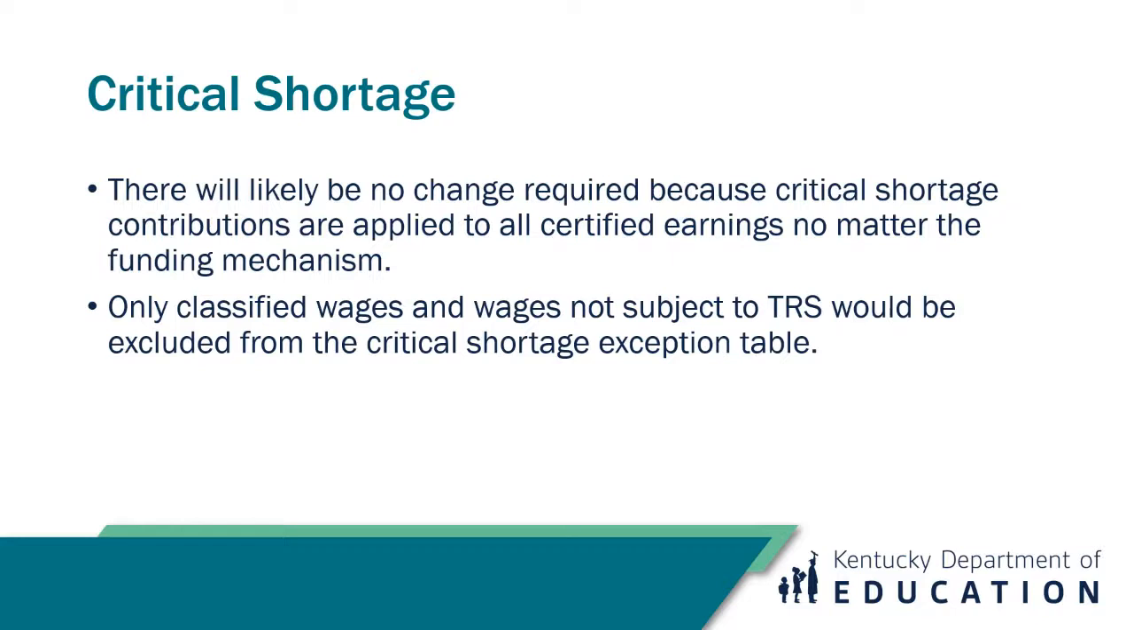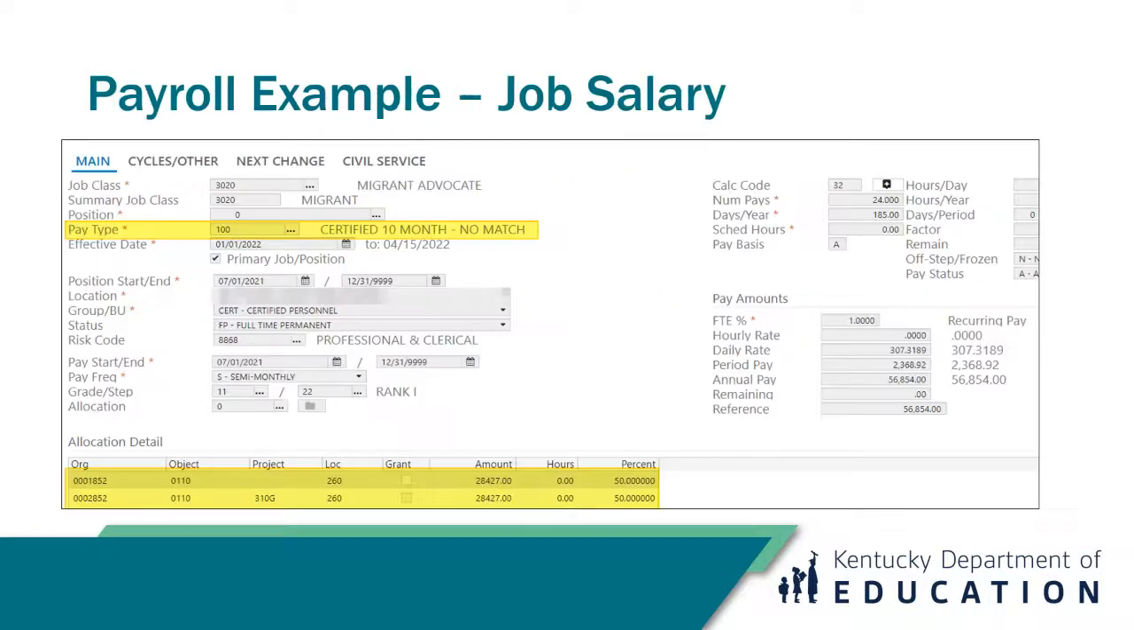And I mentioned that really only classified wages not subject to TRS would be excluded from the critical shortage exception table, but you probably already have that set up as is. You don't need to make any changes.